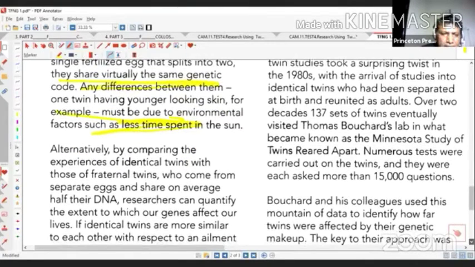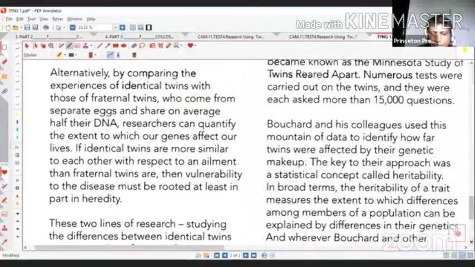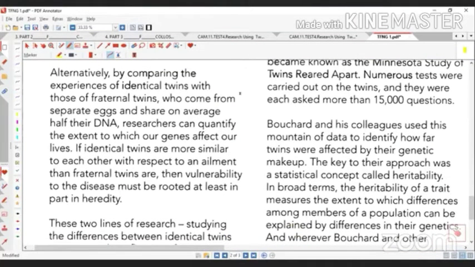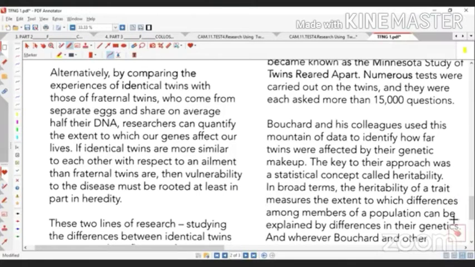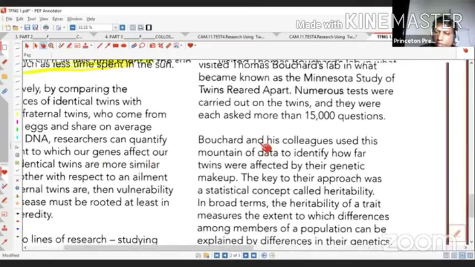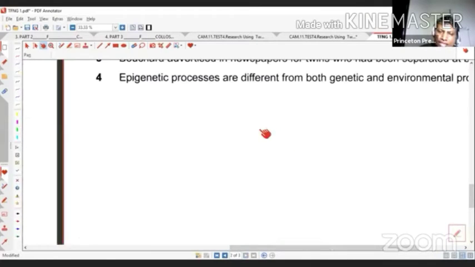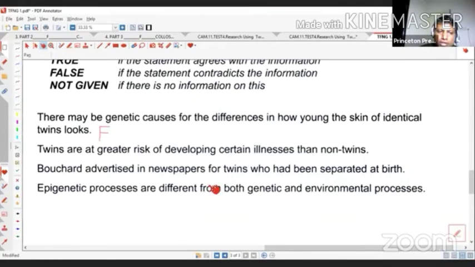Okay, what about the next one? What are we looking for? Do you remember the next one? Identical twins have some diseases which are particularly more common. If you are a twin, you are likely to have a greater risk of developing certain, not all, diseases. So is it true or not? So we are going to read.